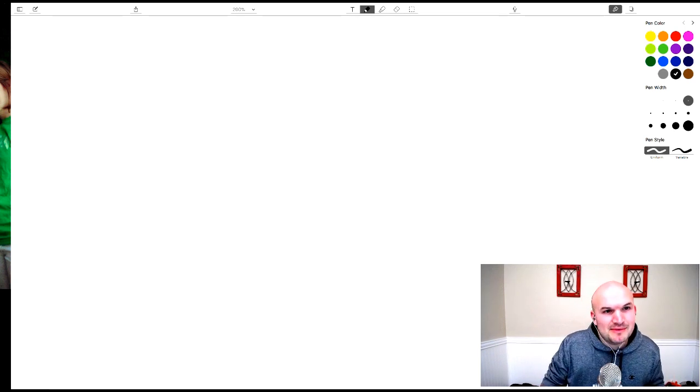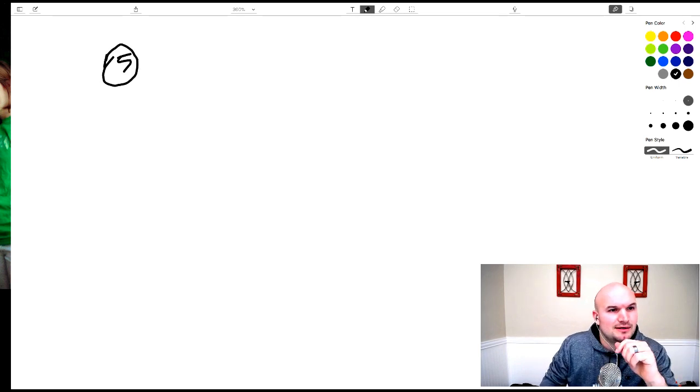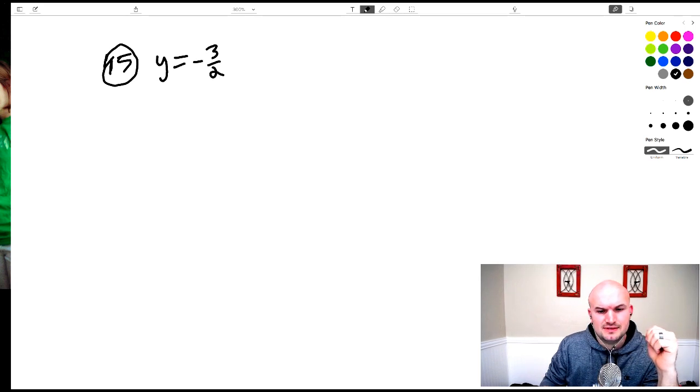So the first problem that we were working on, at least in my class, was question number 15 for my students. They'll know exactly what I'm talking about. I need to zoom in here to fix that 15. And that problem was y equals -3/2 sine of 2x.